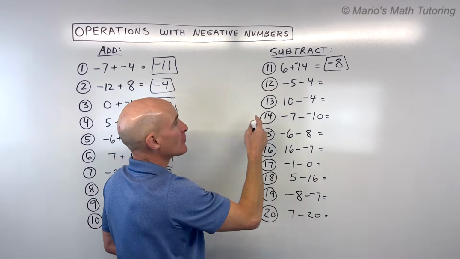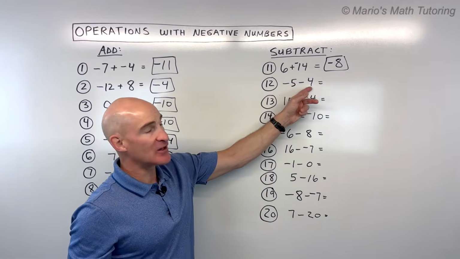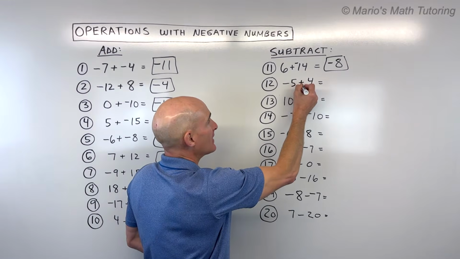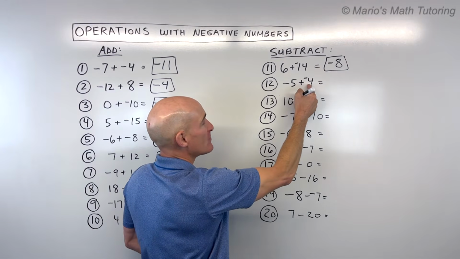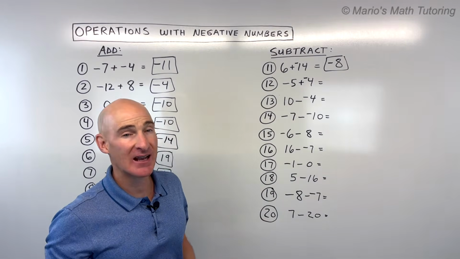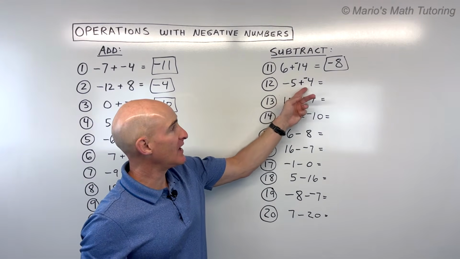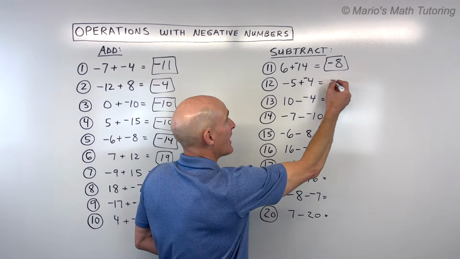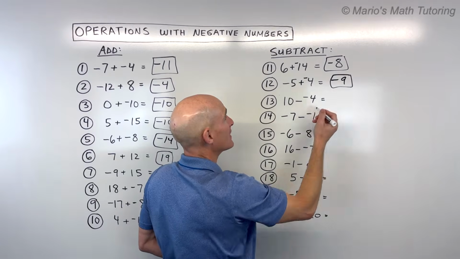Okay. For number 12, we've got a negative 5 minus 4. Well, subtraction is like adding the opposite. So if this was positive, I make it negative. If this is negative, I make it positive. I change it to the opposite sign. Now it's a little bit easier. They're both negative numbers and I'm adding them together. That's going to be negative 9. Negative 5 plus negative 4, negative 9.